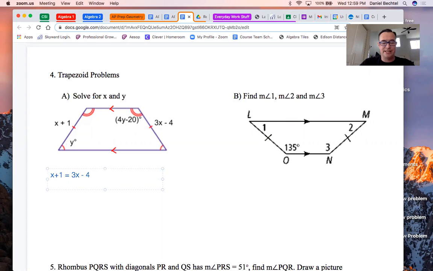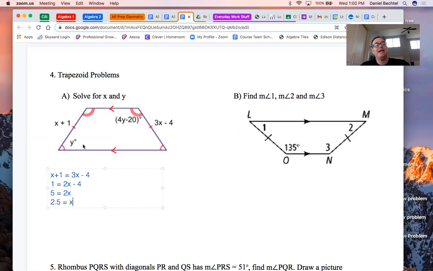Subtract x from both sides. I'm going to get that 1 is equal to 2x minus 4. And then if I add 4 to both sides, I'm going to get that 5 is equal to 2x. If I divide both sides by 2, I'm going to get that 2.5 is equal to x. Pretty simple, pretty straightforward. We're in good shape with that. Now, luckily, they're not asking for us to plug it in and figure anything else out, so we should be fine.